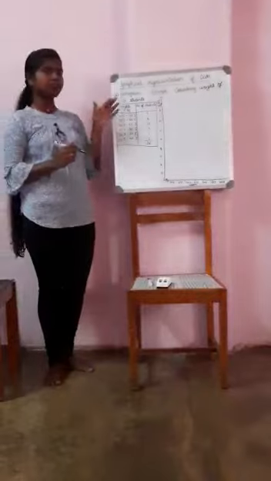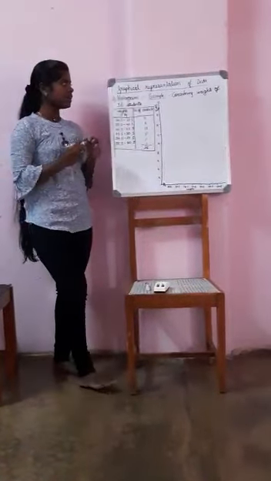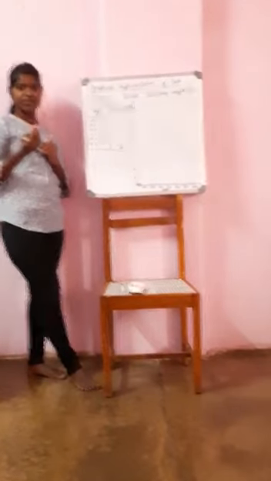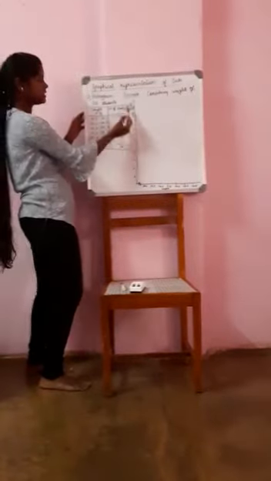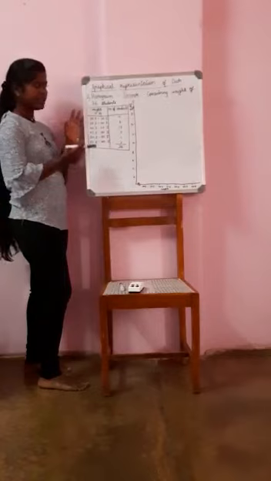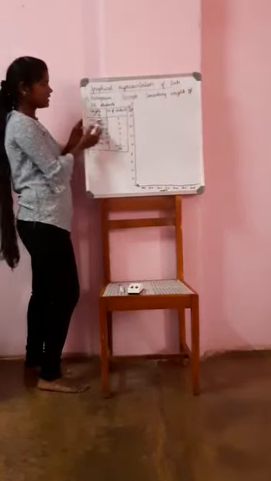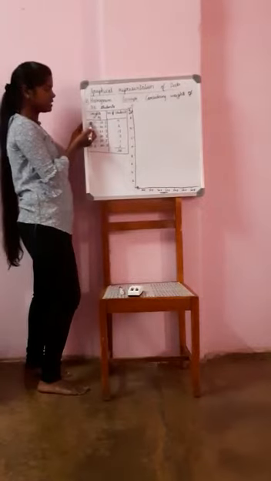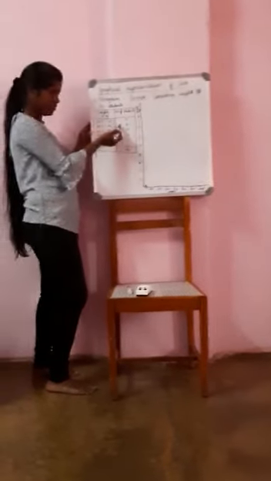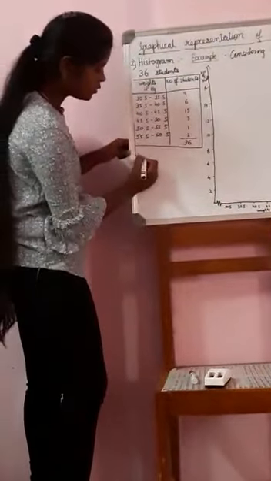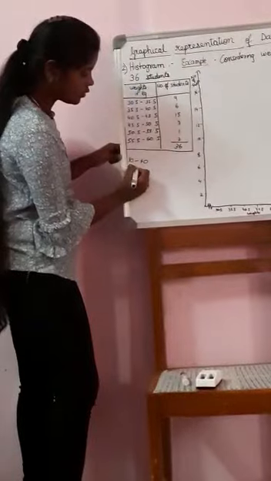Now the next type of graph is the histogram. I told you histogram is for continuous frequency data. See, I have considered a tabular column which includes the weights of 36 students, where it is continuous data such as 30.5 to 35.5, 35.5 to 40.5. This can also be like this, 30 to 40, 40 to 50.